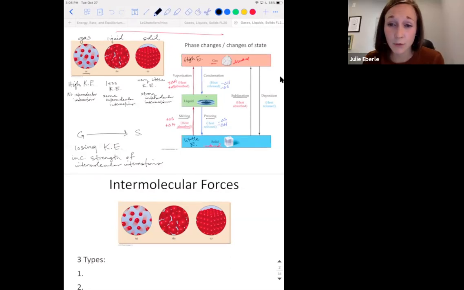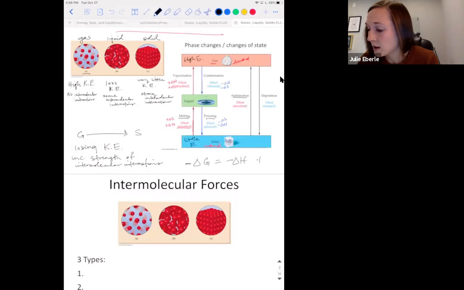Yeah, what's favorable? Okay, and remember a negative delta G is favorable. So what's favorable overall, what's going to give you a negative delta G, tends to be a negative delta H and a positive delta S. Okay, positive entropy is favorable, negative change in enthalpy is favorable.